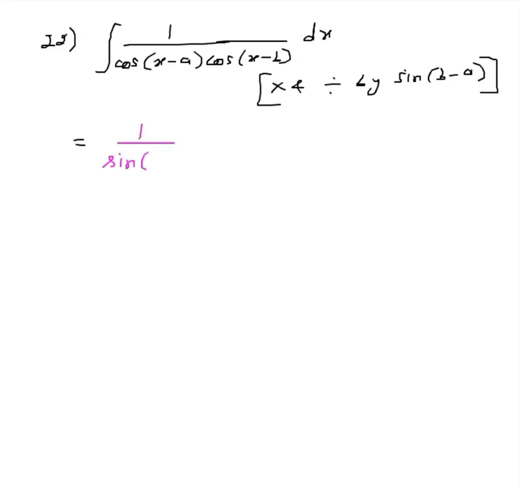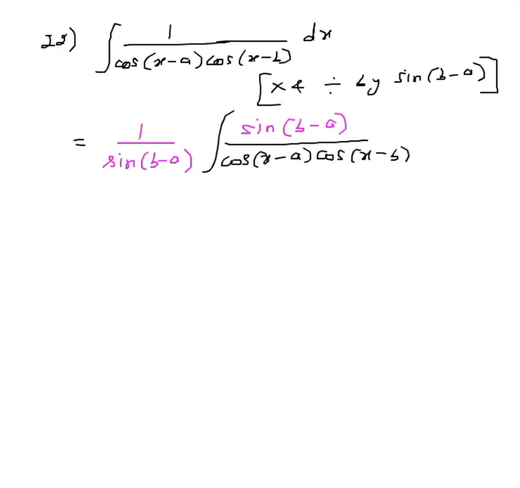One divided by sine of (b minus a), into sine of (b minus a), into the integral of 1 divided by cos of (x minus a) times cos of (x minus b) dx. So I have multiplied and divided by sine (b minus a). B minus a is a constant, so sine of (b minus a) is also a constant. That's why the multiplication term I wrote in the numerator, and the division term I wrote outside the integral as it is a constant.